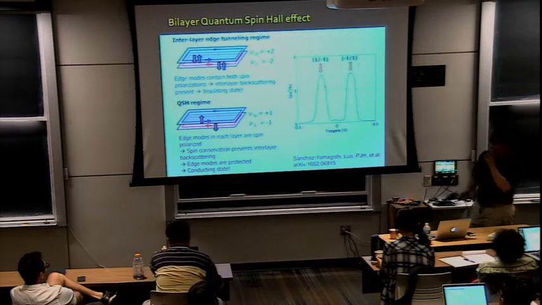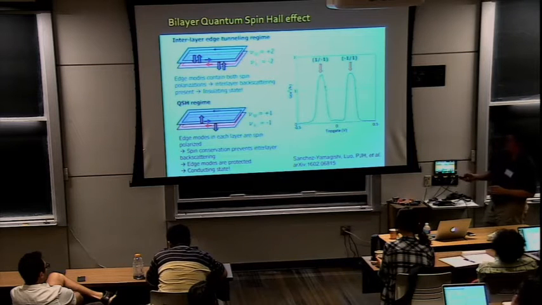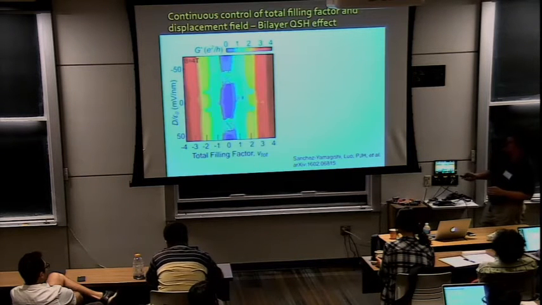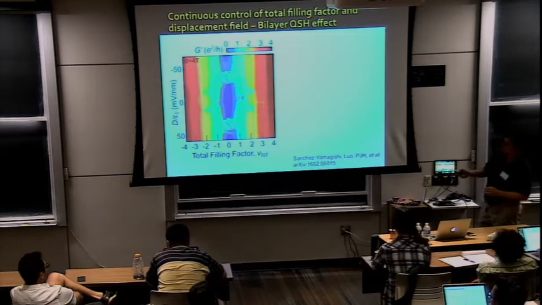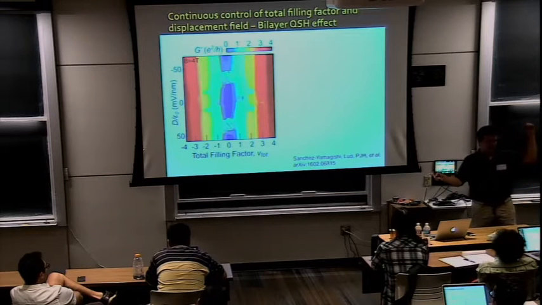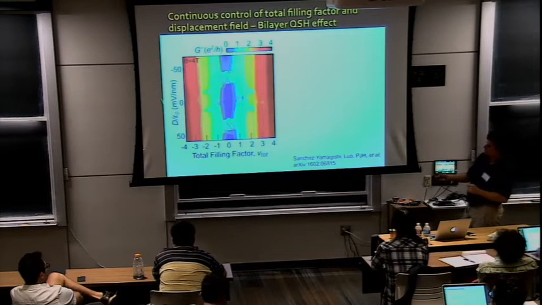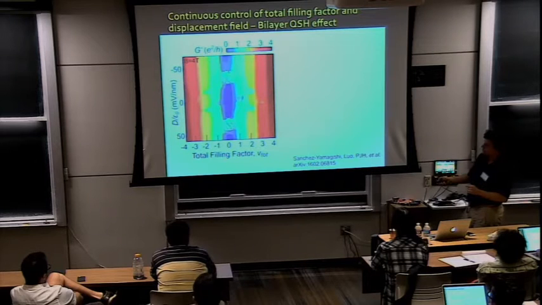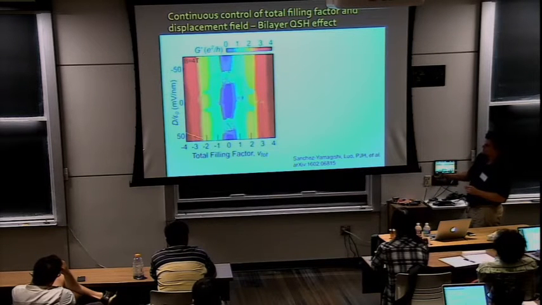Now, the previous map that I showed you, we can replot it in this way, where now, rather than having backgate and topgate voltage axes, I have displacement electric field and total filling factor. Okay, and this is the exact same type of data. It's actually for a different sample, but the exact same type of data.